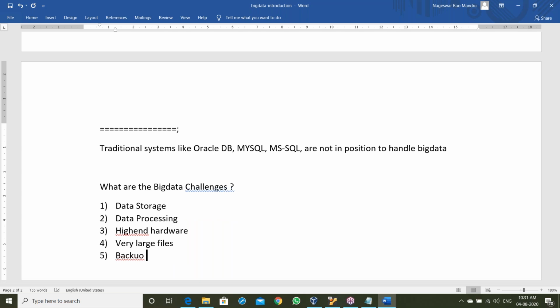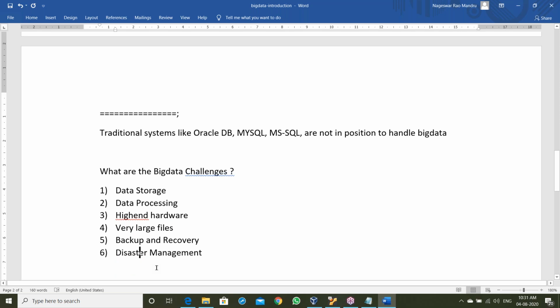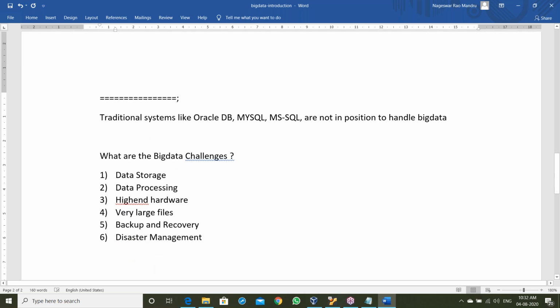Next, a very important one, backup and recovery. Next, one more important one, disaster management. Very high-end hardware is required, and very large files.